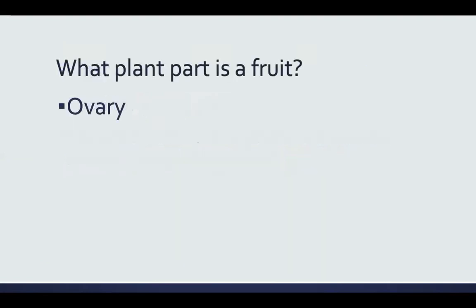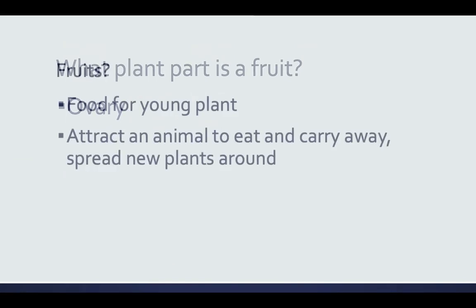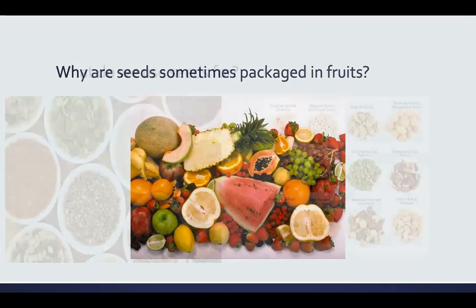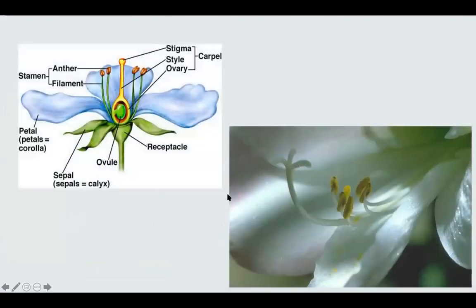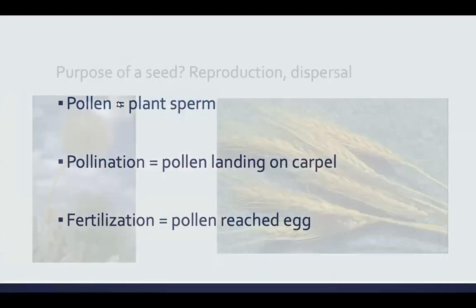What plant part is a fruit? That is the ovary. So if we go back to the picture of the flower, I'm just going to show you again where the ovary was. So here is the ovary. Again, the ovary is the part of the plant that contains the ovule, or the seed that's within it. So the fruit itself is the part of a plant that is the ovary.